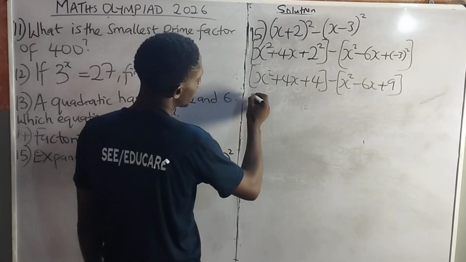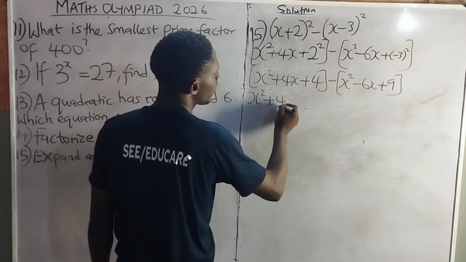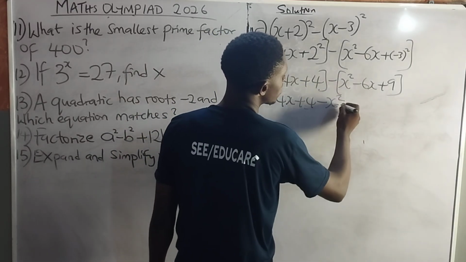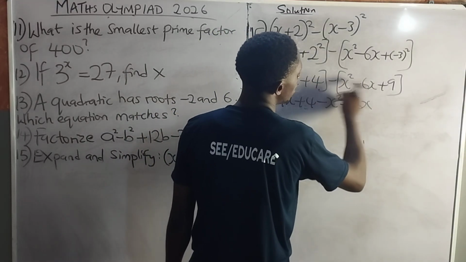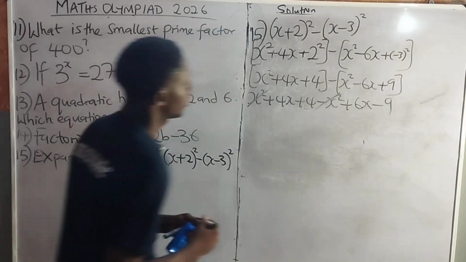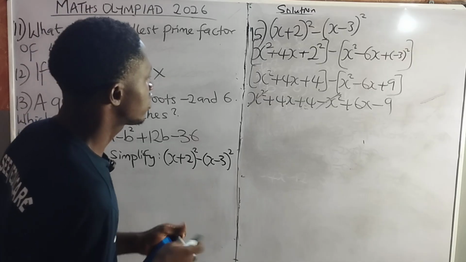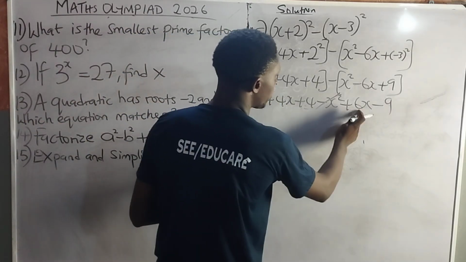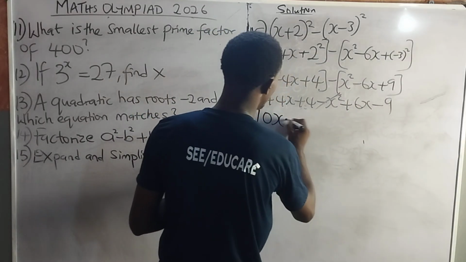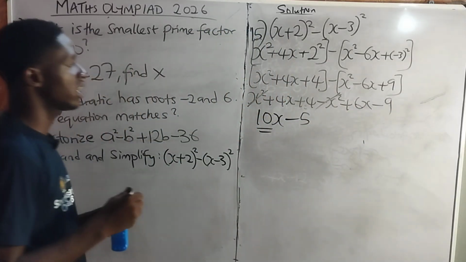So let's open the bracket. We have x squared plus 4x plus 4 minus x squared. Minus times minus is plus 6x. Minus times plus 9 is minus 9. x squared will cancel minus x squared. So let's collect like terms. 4x plus 6x is 10x. 4 minus 9 is minus 5. So the answer is 10x minus 5.